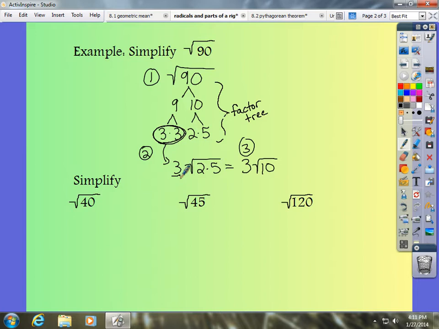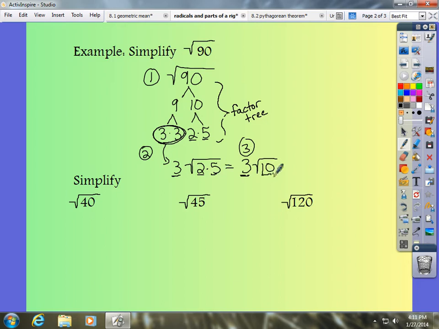But Mr. 2 and Mr. 5 here are still by themselves. They haven't found their perfect matches, so they're still inside the radical. I know this is a very elementary way of thinking of this, but sometimes it helps to think of it this way. So the pair of 3s, this couple is outside, and everything left inside we multiply. This is our simplifying step. 2 times 5 is 10, so we have it inside.